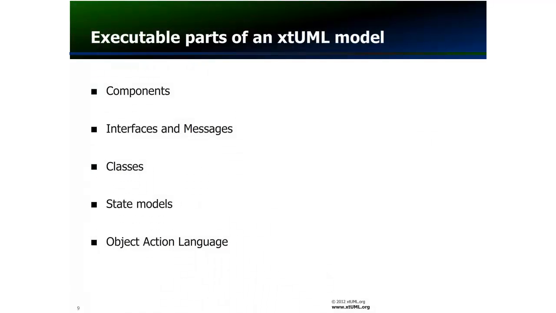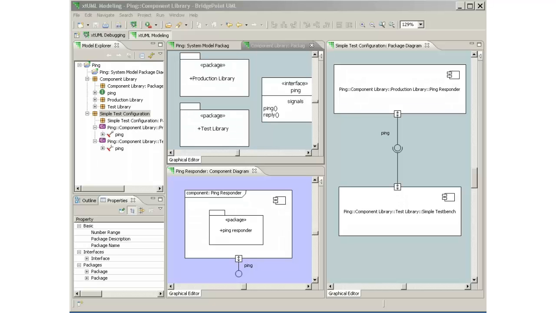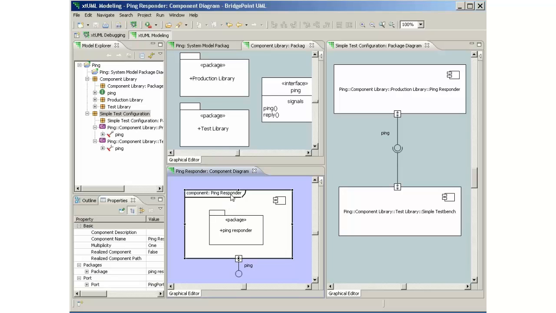BridgePoint supports the drawing of most xtUML diagrams and symbols. However, only a subset of symbols are sufficiently formal to support execution. These are the component, the interface and its defined messages, the class with its state models, and finally, the computational details are specified using Object Action Language, or OAL for short. We will briefly look at the role each of these UML symbols plays in an executing system.